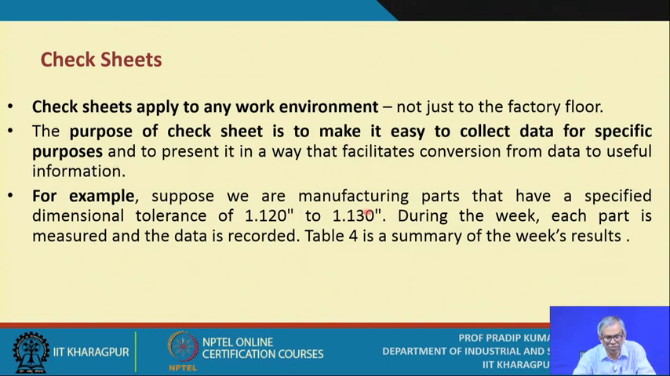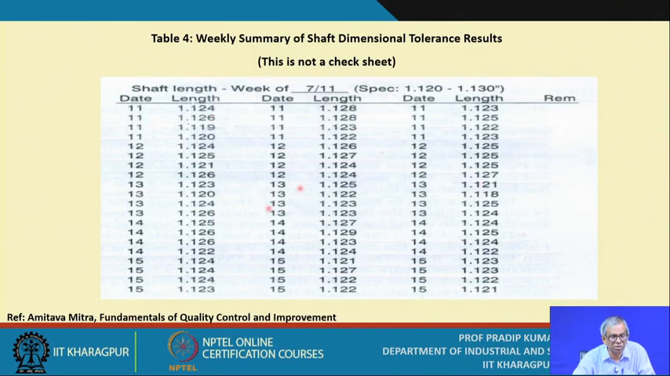For example, suppose we are manufacturing parts that have a specified dimensional tolerance of 1.120 inch to 1.130 inch. During the week, each part is measured and the data is recorded. Table 4 is a summary of the week's results. So, this way you just get the data. So, the date, and the length. Is it okay? So, different dates, different data. So, this is a weekly summary of shaft dimension tolerance. This is not a check sheet. Is it okay? So, you just collected the data.